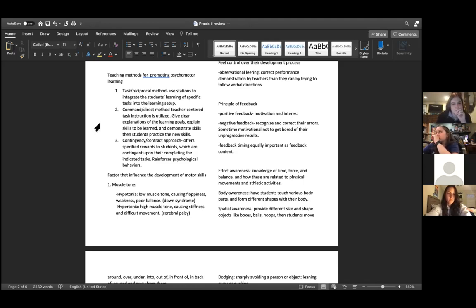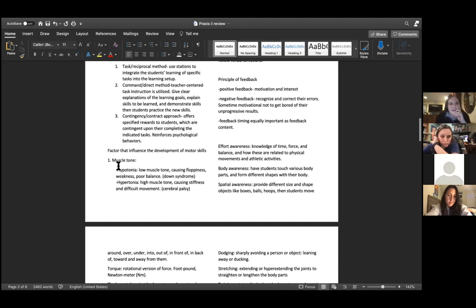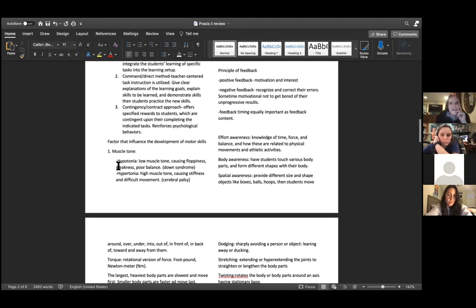Contingency contract approach offers specified rewards to students, which are contingent upon their completing the indicated tasks. Reinforces psychological behaviors. I guess that one's like the behavior contract things that bad kids have to sign.